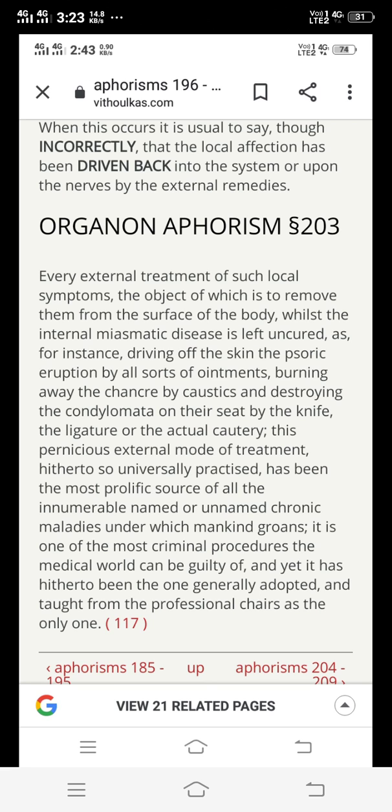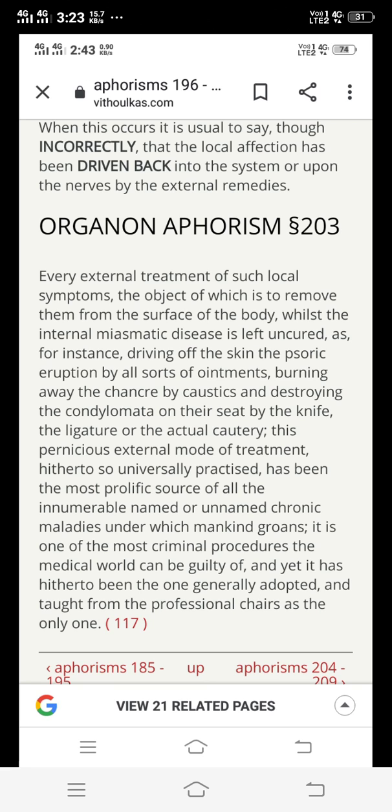Canker is an eruption you see in the syphilitic miasm, and when you remove that canker, that leads to the syphilitic miasm. And when you remove condylomata on their seat by the knife, a ligature or actual cautery, that leads to the psychotic disposition.